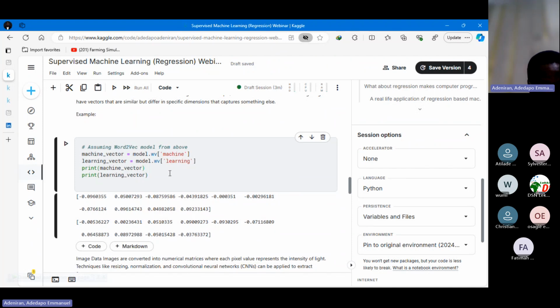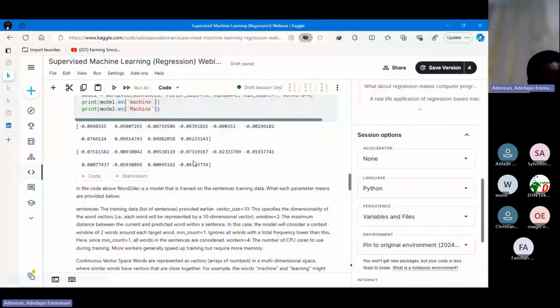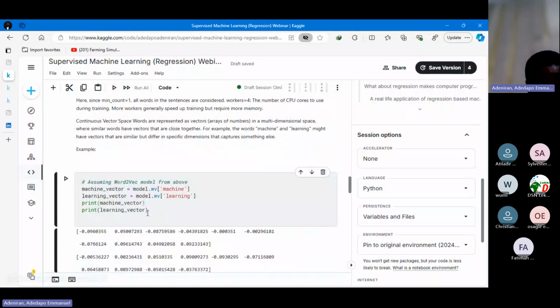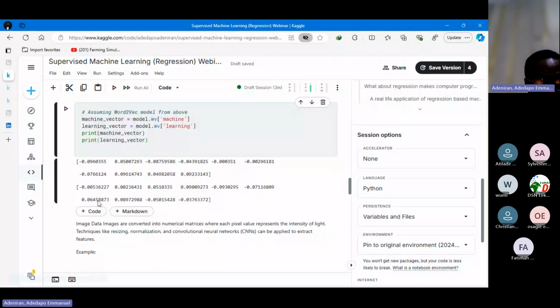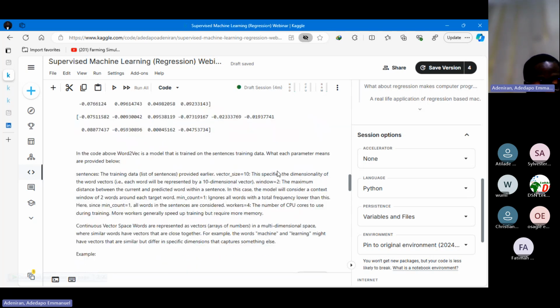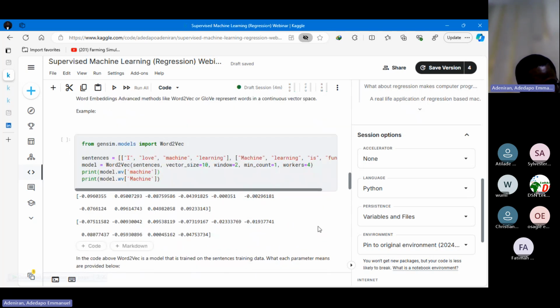So over here, considering the sentence dataset above, we are trying to print out the vector of machine and the vector of learning using that word2vec model. The word2vec model looks at all of the different dimensions, the 10 dimensions of each word vector, and sees how they are related or unrelated. It is with this 10-dimensional vector that the machine will know the relationship between machine and learning, according to the dataset it has been trained on.